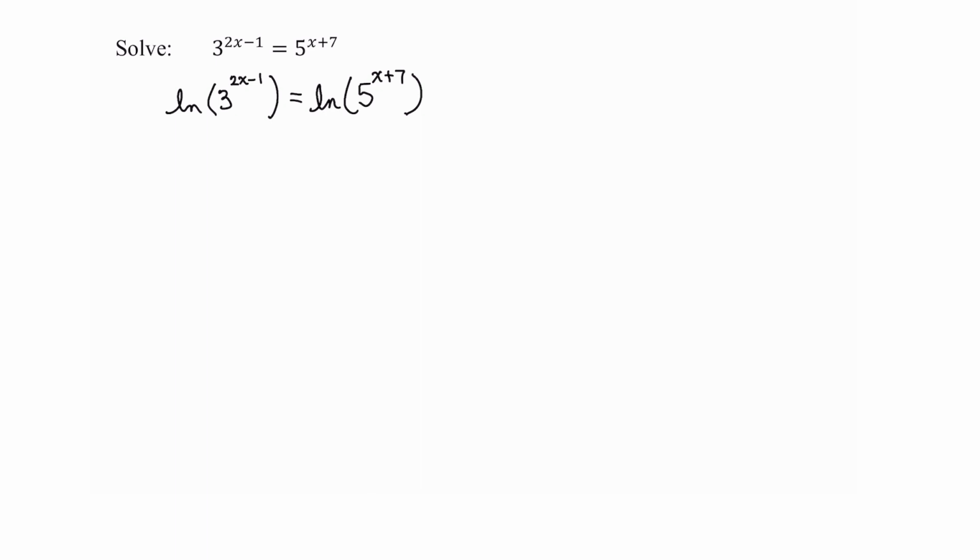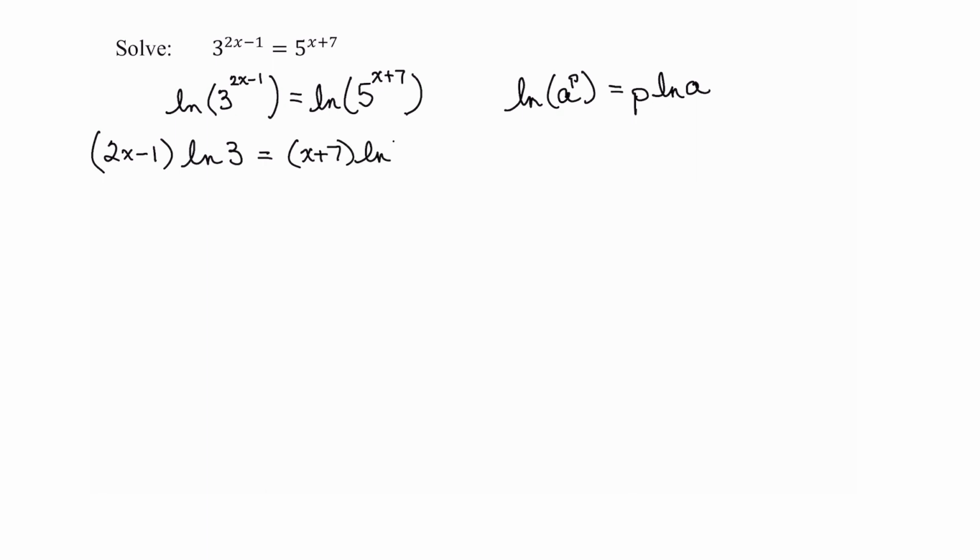All right, now that we've taken the log of both sides, we can use the property that the log of a quantity to a power is equal to the power times the log of the quantity. So on the left, we will have our exponent 2x minus 1. Now that has more than one term, so you have to put that in parentheses, times the natural log of 3 is equal to, and on the right, bring down the exponent, we have x plus 7 in parentheses times the natural log of 5.